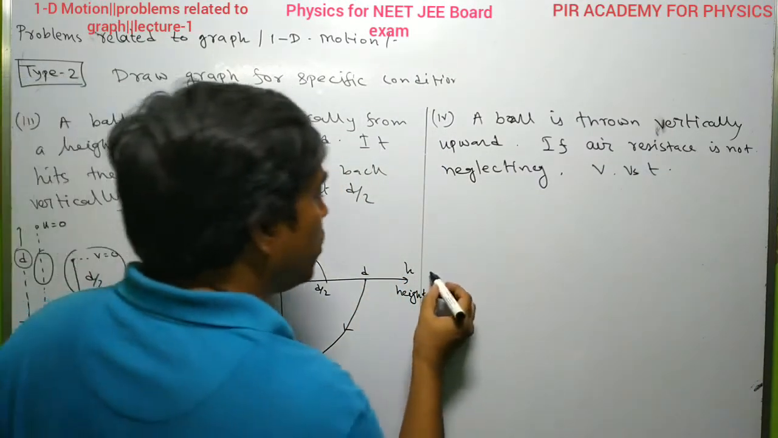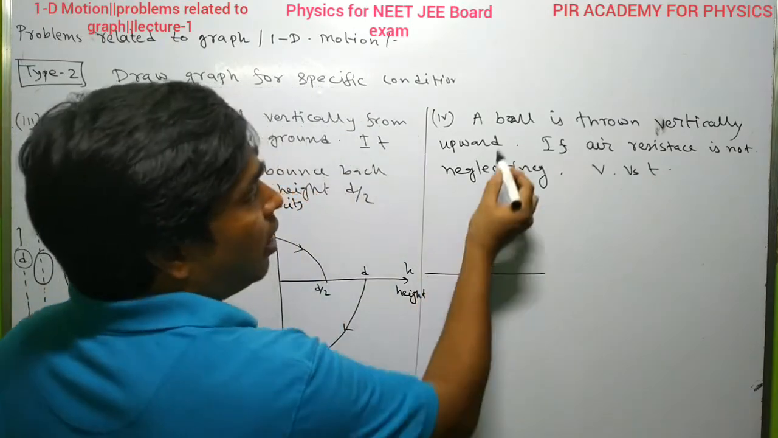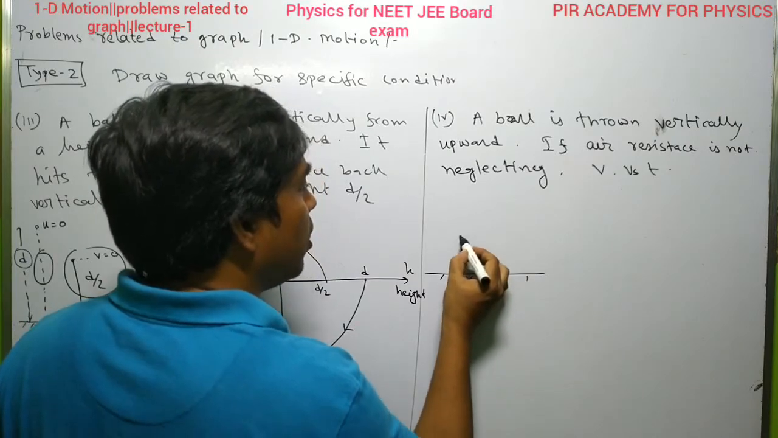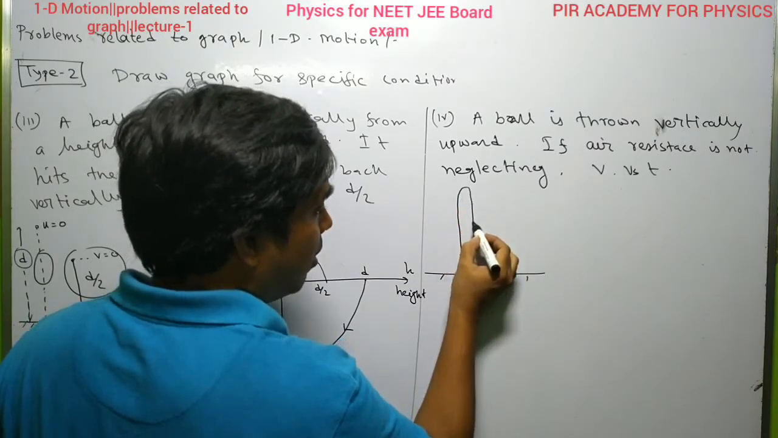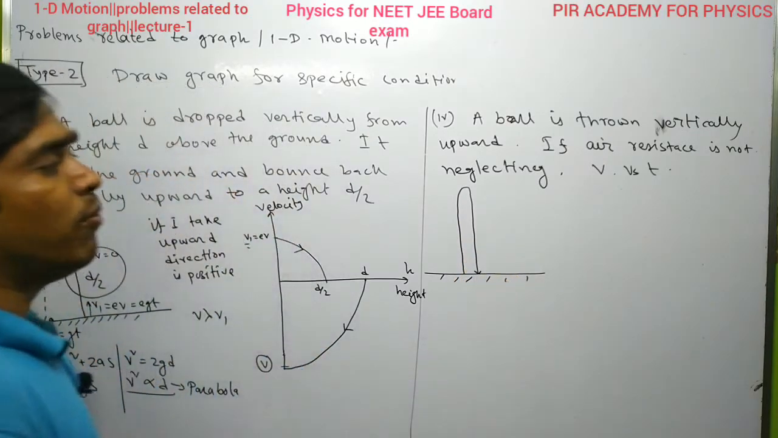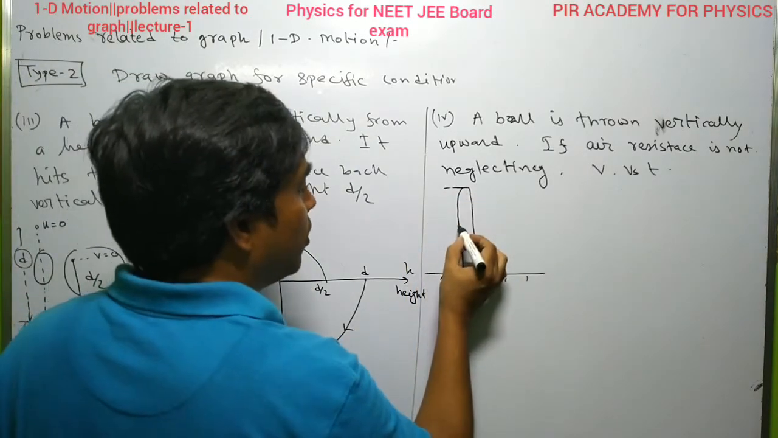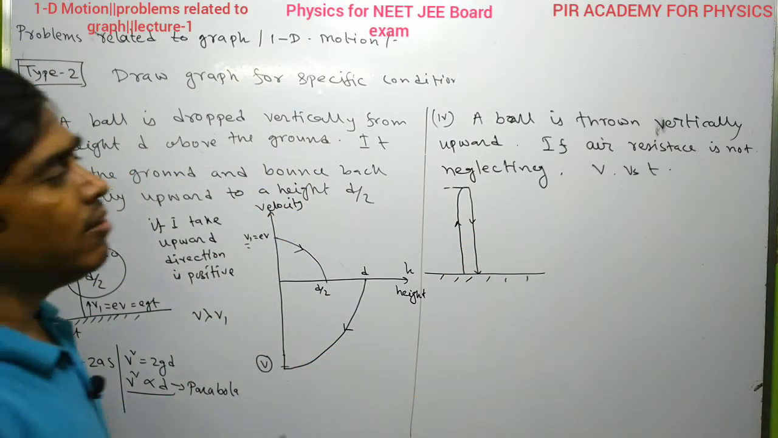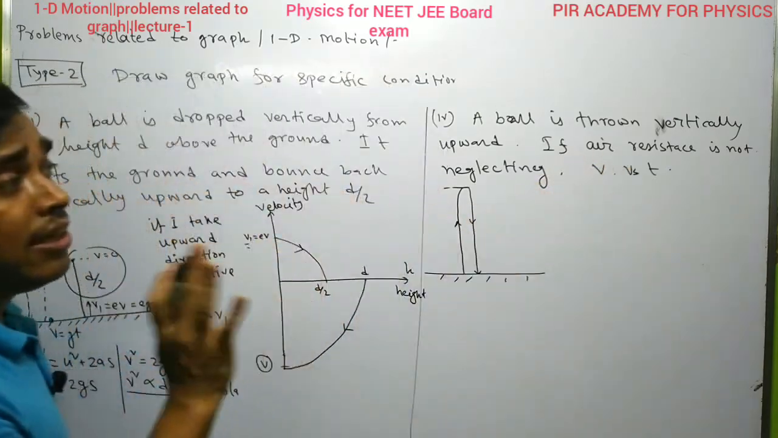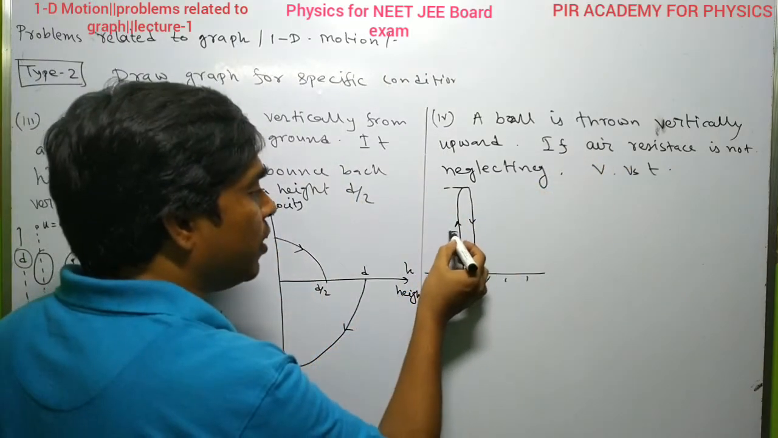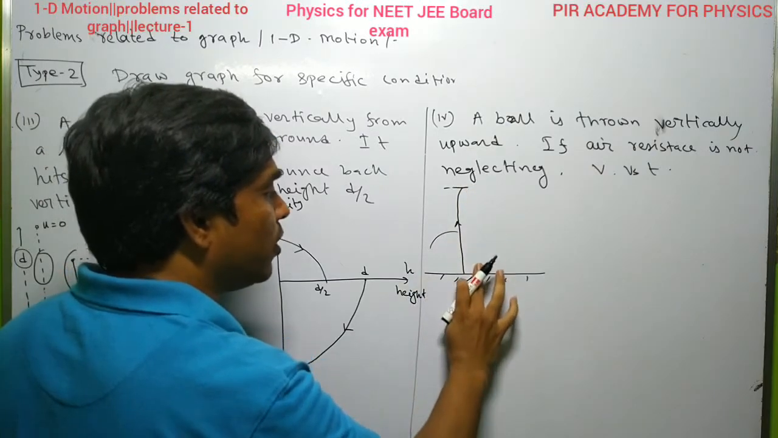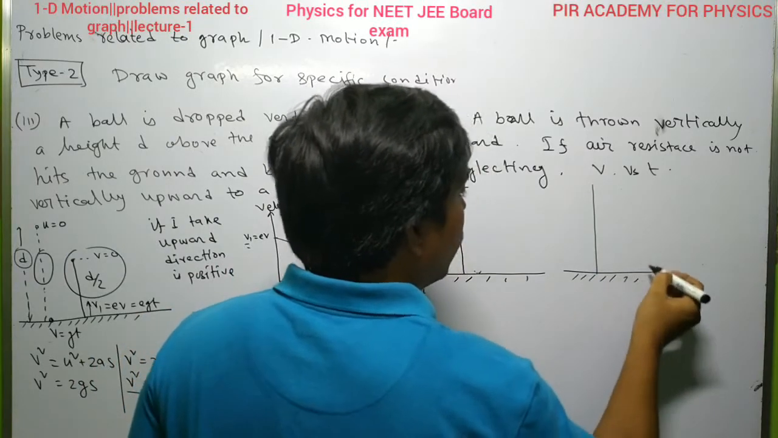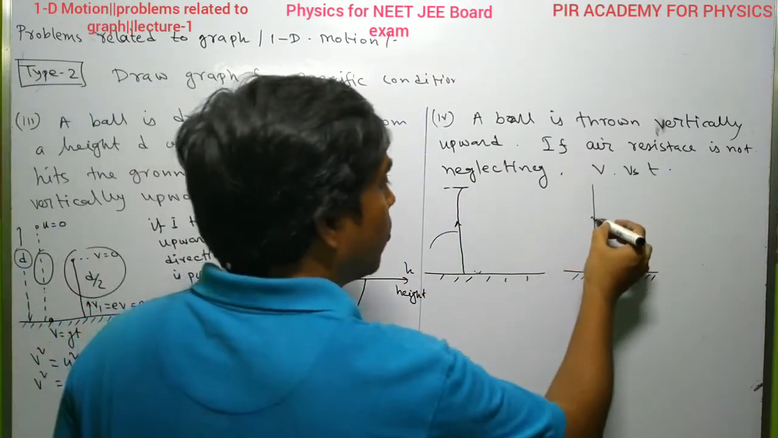So there are two conditions. This is the ground, and the ball moves to the highest point and then returns to the same point. So there are two conditions: this is the upward direction, and this is the downward direction. Air resistance is there for the upward condition. Suppose this is the upward condition and the other is the downward condition. I will discuss all the cases.